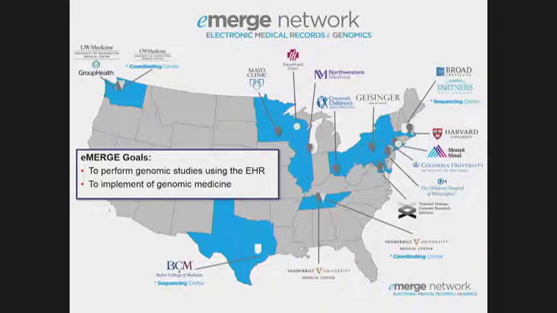We are part of a network called the eMERGE network, which will be another source of many examples. There are some other representatives of eMERGE here as well. Each of the sites in eMERGE has an EHR-linked biobank, and we use the electronic health record data as our primary source for phenotypic information to do studies. We've also been working on implementing genomic medicine as well. I'm going to focus more on the genomic study piece of this.